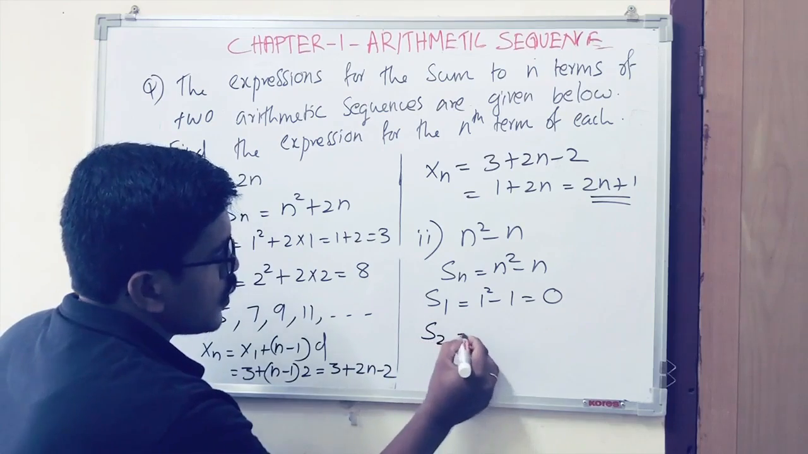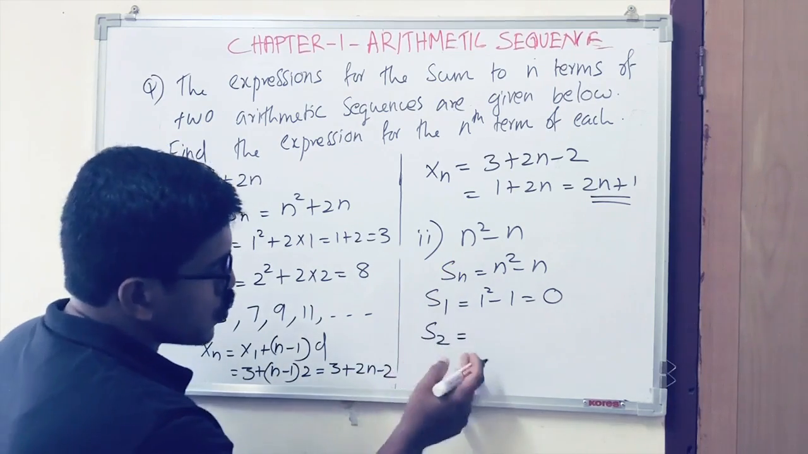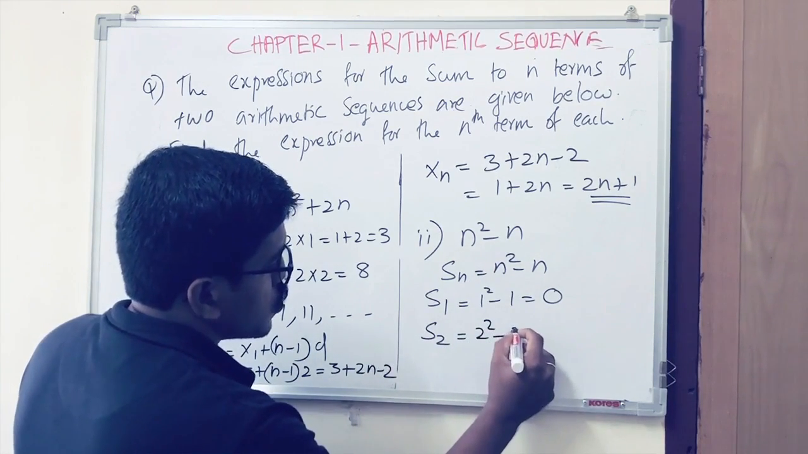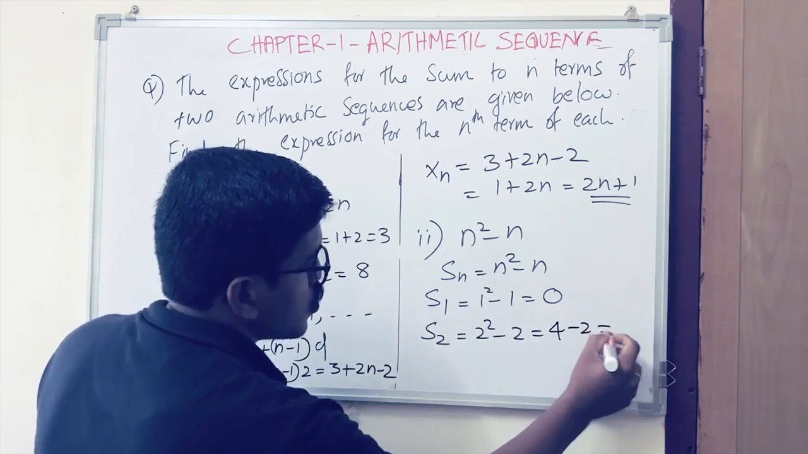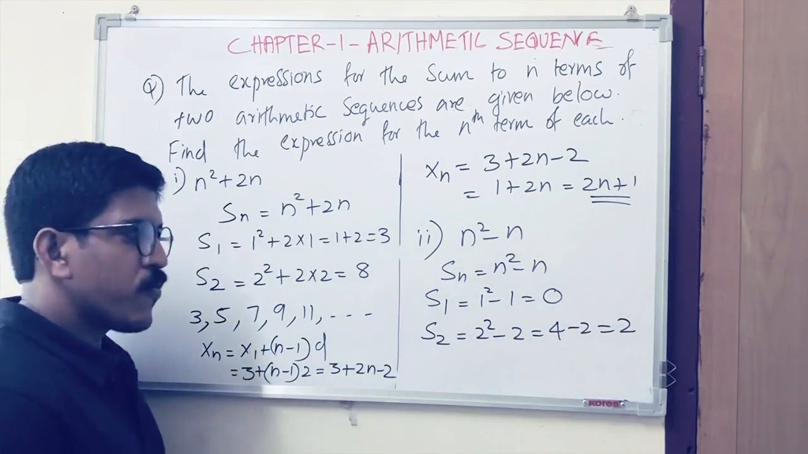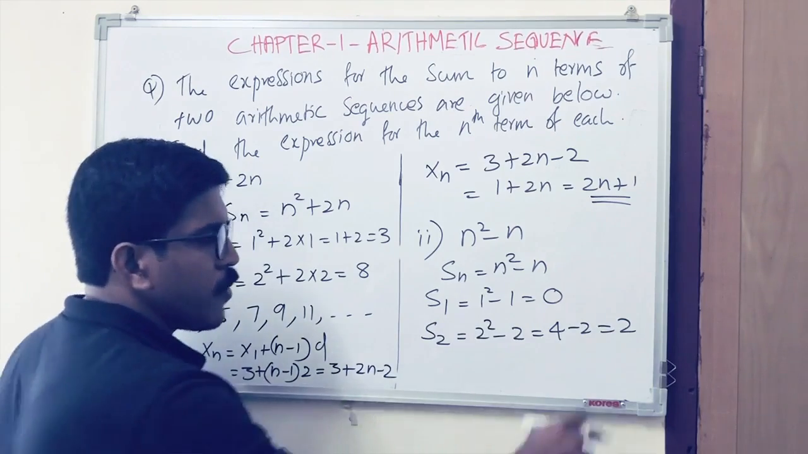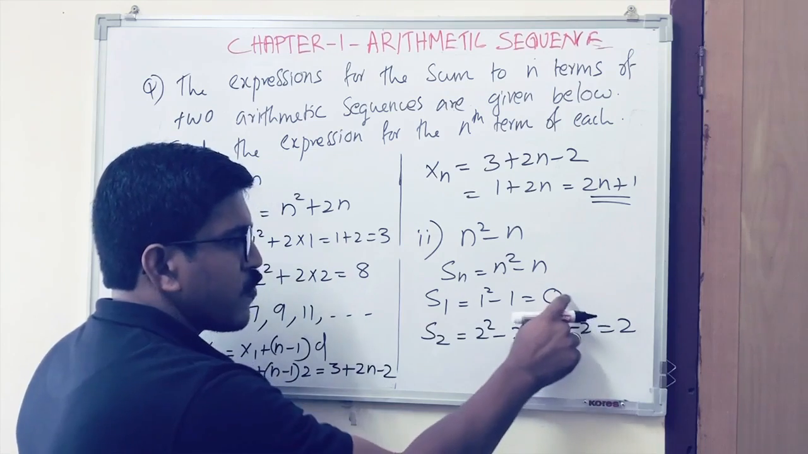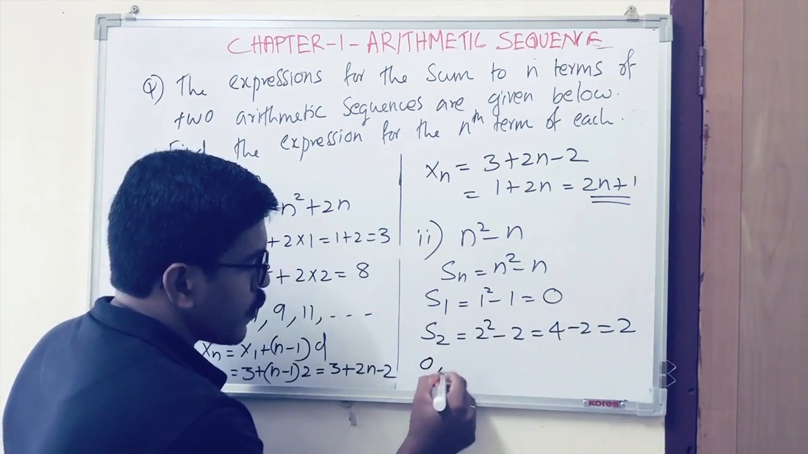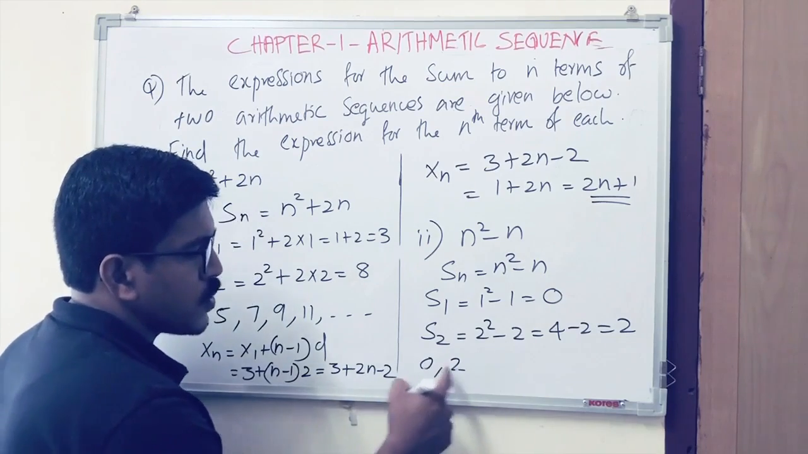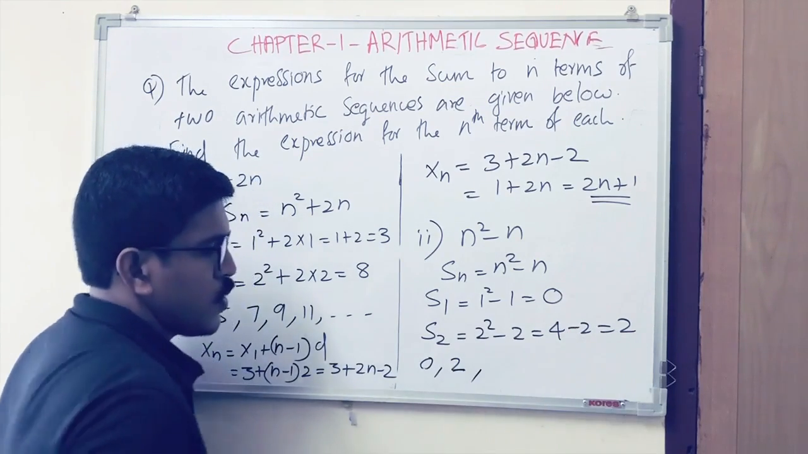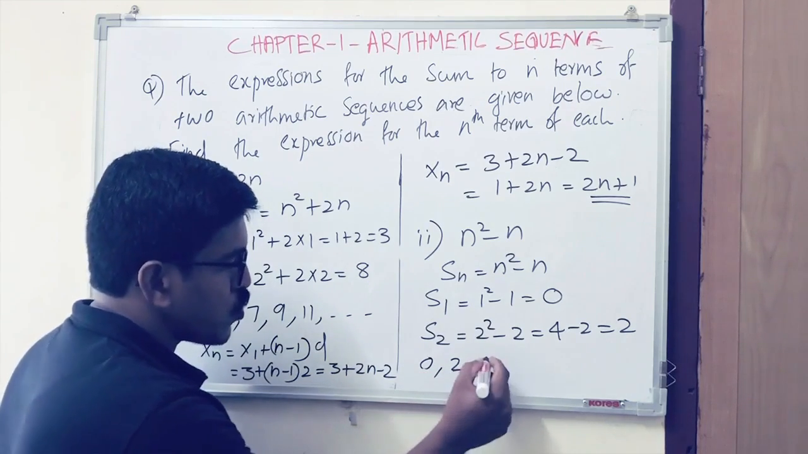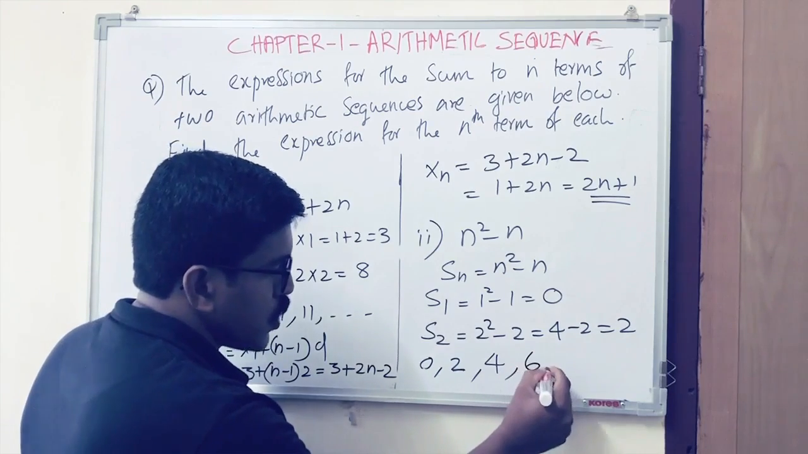Then the second, the sum of two numbers, that means S2 is equal to 2 square minus 2, that is 4 minus 2 is 2. The first number is 0, the sum of two numbers is 2. Here the first number is 0, so the second number 2 will come because the sum here is 2. Okay. Then the common difference you can see here is 2. That is 0 plus 2, 2, 2 plus 2, 4, 4 plus 2, 6, etc.